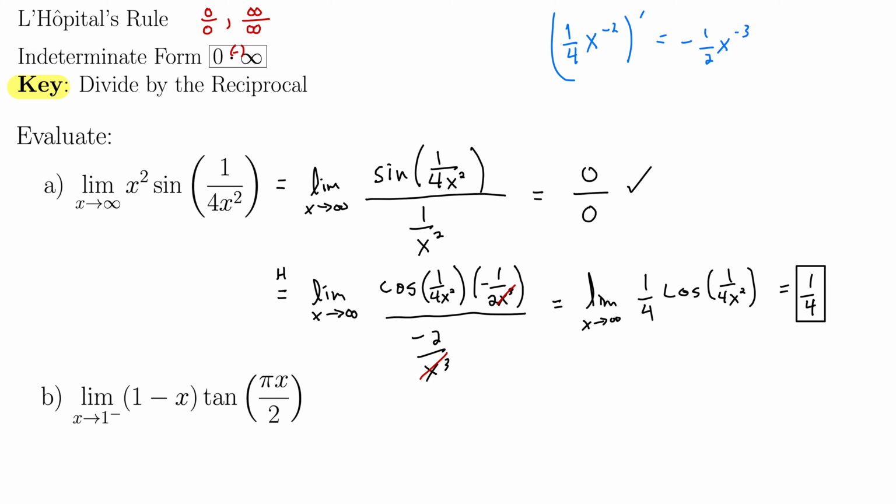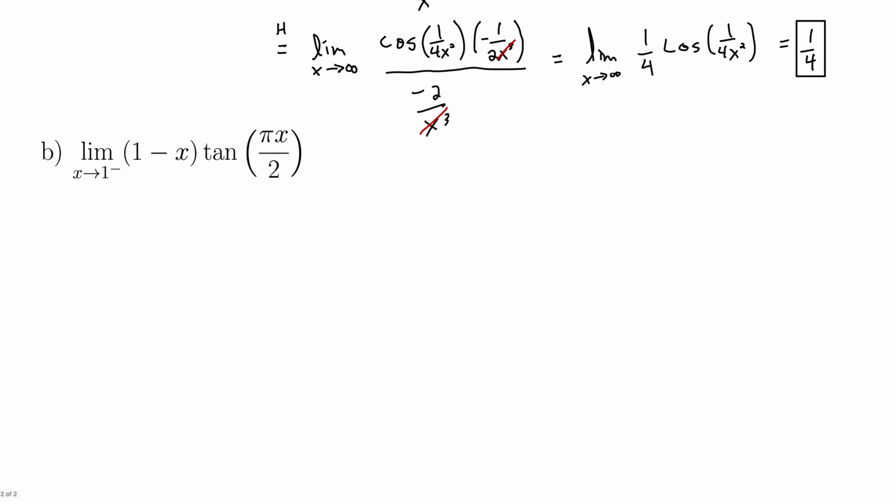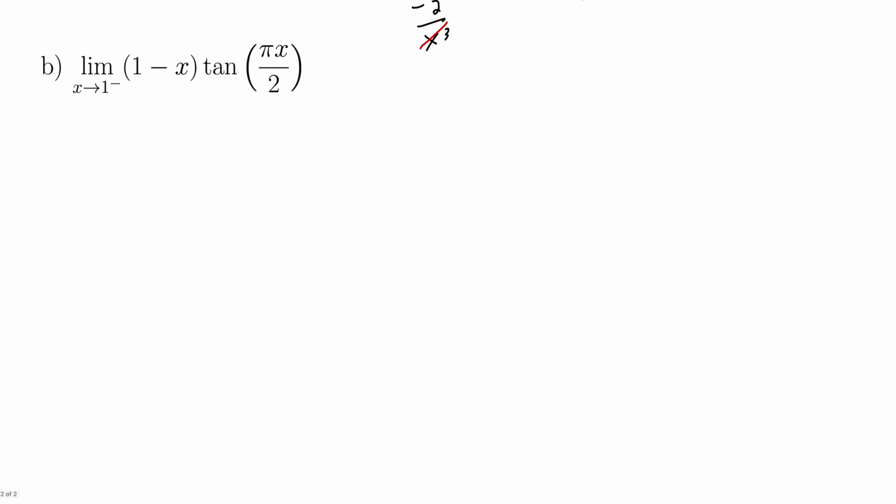Okay, let's move on to part B. We have the limit as x goes to 1 from the left of (1 minus x) times tangent of pi x over 2. Let's begin by simply plugging in 1 from the left. That would give us 0 here, but as we approach 1 from the left, this becomes tan of pi over 2, which blows up to infinity in this case. How do I know that happens?